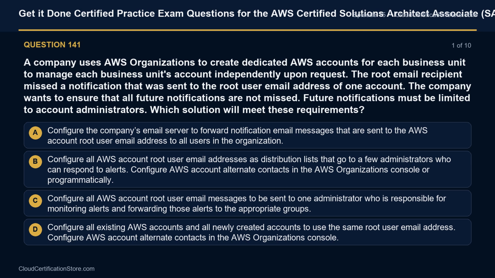Option C. Configure all AWS account root user email messages to be sent to one administrator who is responsible for monitoring alerts and forwarding those alerts to the appropriate groups. Option D. Configure all existing AWS accounts and all newly created accounts to use the same root user email address. Configure AWS account alternate contacts in the AWS Organizations console.